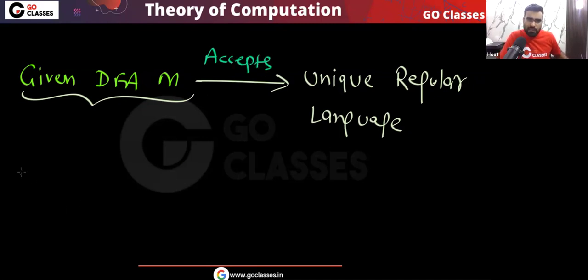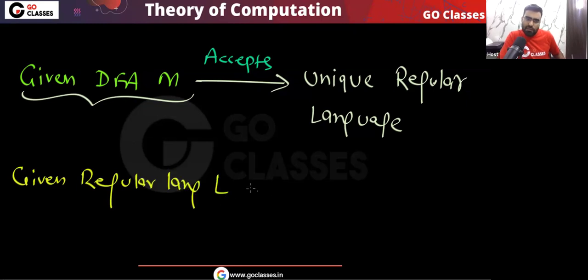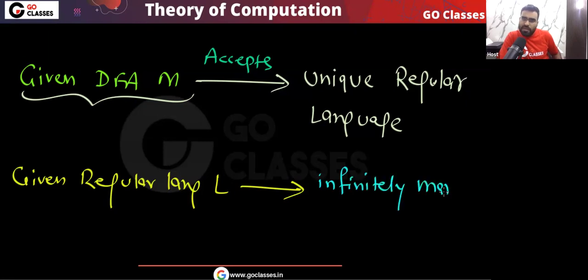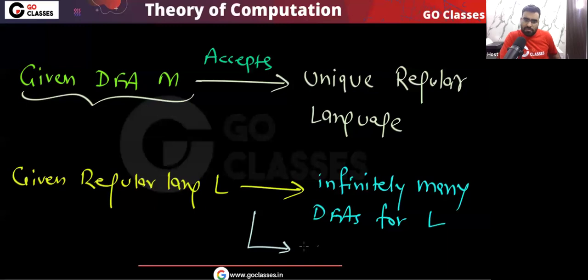But if I give you a regular language L, then there can be infinitely many DFAs I can create for L. Is this clear? I can create infinitely many DFAs for L. But remember, there will be a unique minimal DFA for L.